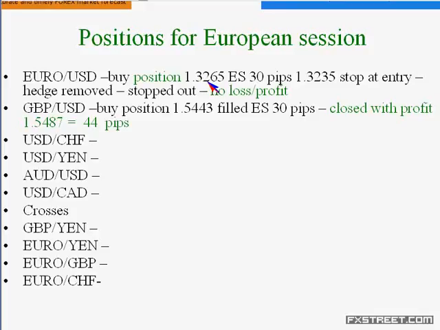Then I took a buy around 32.65 and then it quickly went up to 32.78. Then I removed the hedging order and kept the stop at entry, and subsequently it came down and stopped me out, no profit, no loss. And if you would not have done that, I would have been hedged at 32.35. Even if I am hedged, it doesn't matter.